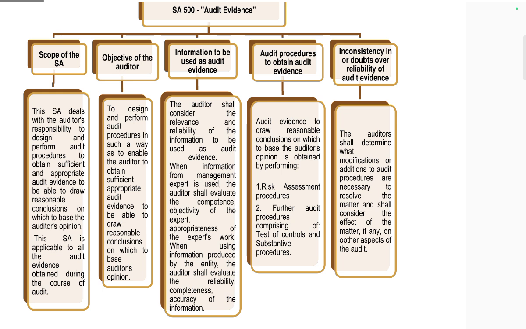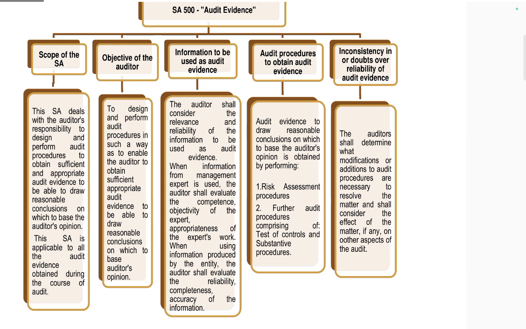Information to be used as audit evidence. The auditor shall consider the relevance and reliability of the information to be used as audit evidence. When using information from a management's expert, the auditor shall evaluate the competence, objectivity and capabilities of the expert, and the appropriateness of the expert's work. When using information produced by the entity, the auditor shall evaluate the reliability, completeness and accuracy of the information.